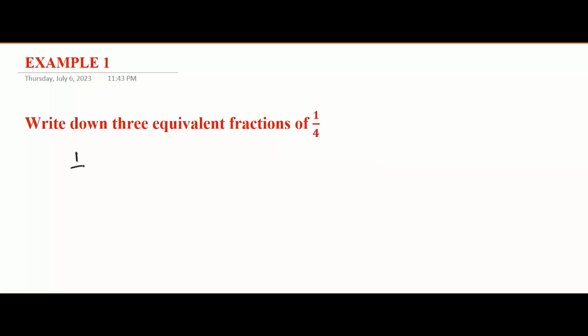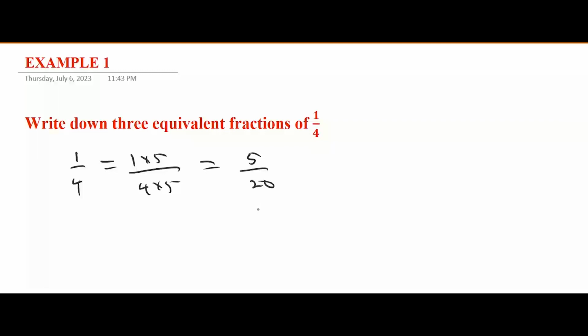So you have 1 out of 4. You could either multiply 1 and 4 by the same number, or you divide 1 and 4 by the same number. So for this one, let's use multiplication. Let's multiply 1 and 4 by 5. That will be 1 by 5 over 4 by 5, so this will be 5 out of 20. So 1 out of 4 and 5 out of 20 are equivalent fractions.